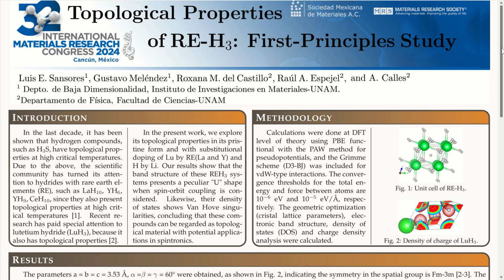Moreover, interesting compounds formed with rare earth elements and hydrogen have been observed. Some examples of these compounds being investigated include lanthanum decahydrogen or cerium decahydrogen, as they exhibit metallic properties at high temperatures and pressures. In our work, we investigate the compound lutetium hydride in its pristine form and replacing one lutetium atom with one yttrium or lanthanum atom.